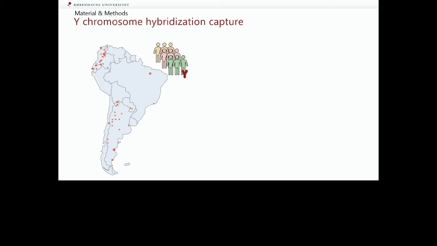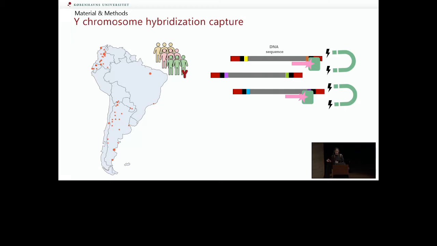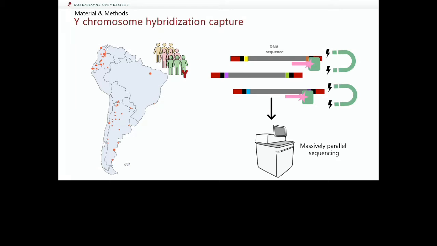So what we did in the study was that we sequenced the majority of the Y chromosome of 64 individuals from these regions. And we used a method called hybridization capture, which is a next generation sequencing approach where we have our DNA sequences and then we use RNA baits. So these are the pink short sequences. And they are complementary to the regions that we're interested in on the Y chromosome. So they can be retained, and all of the rest that is not interesting for us can be washed away. So we only sequence the interesting DNA sequences using massively parallel sequencing.